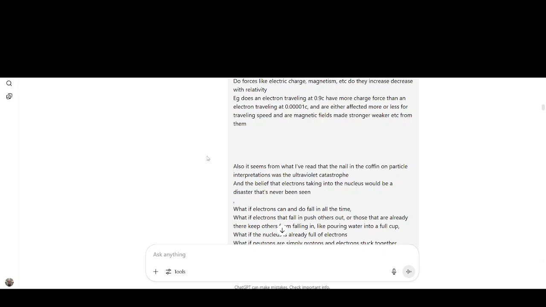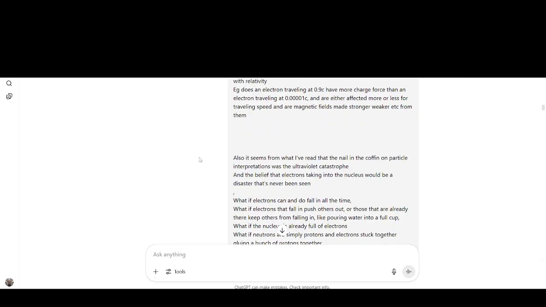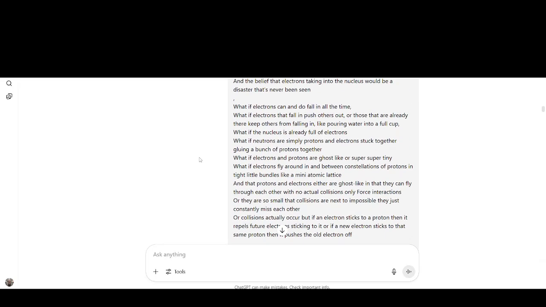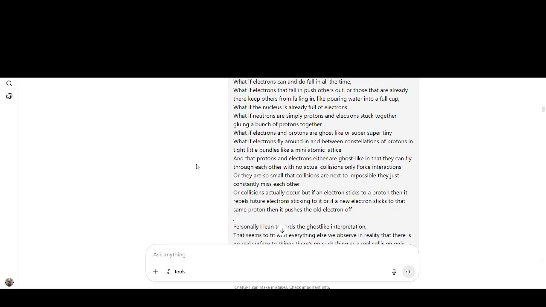Also, it seems, from what I've read, that the nail in the coffin on particle interpretation was the ultraviolet catastrophe, and the belief that electrons falling into the nucleus would be a disaster that's never been seen. What if electrons can and do fall in all the time? What if electrons that fall in push others out, or those that are already there keep others from falling in, like pouring water into a full cup? What if the nucleus is already full of electrons?